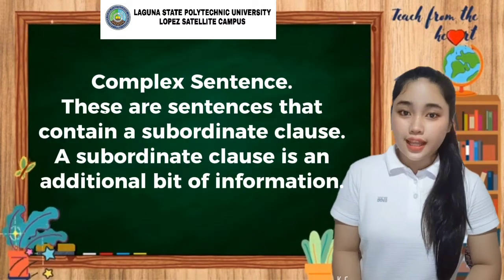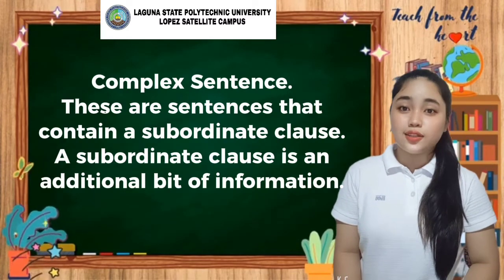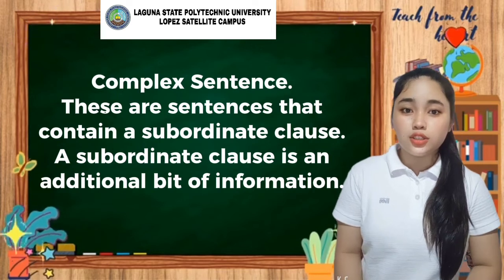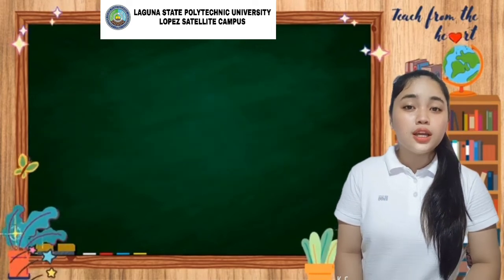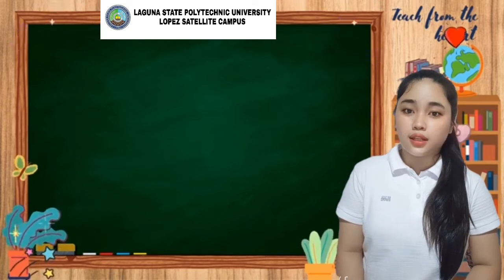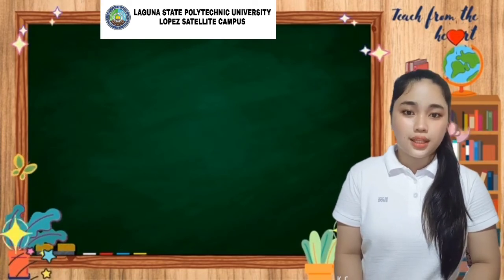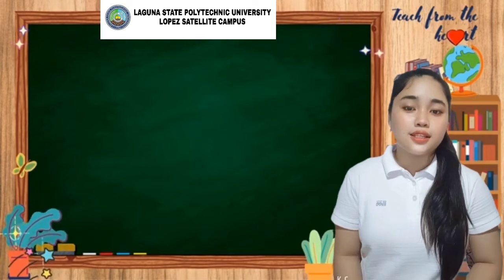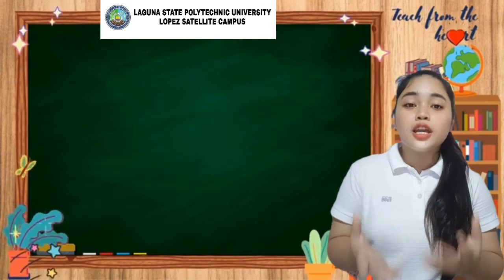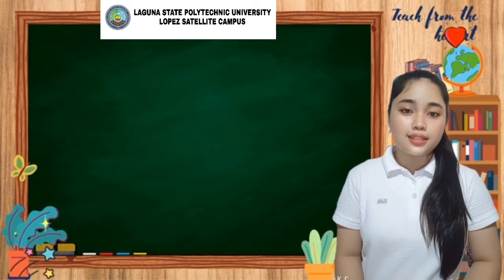Complex sentences. These are sentences that contain a subordinate clause. A subordinate clause is an additional bit of information. This means complex sentences come together by combining a dependent clause and an independent clause. Let's expand the simple sentence above to create a new kind of syntax. Here are the examples of complex sentences.